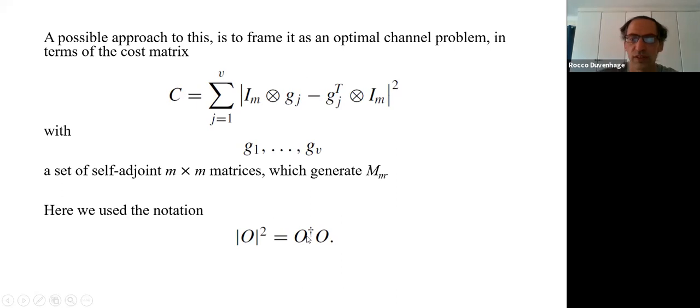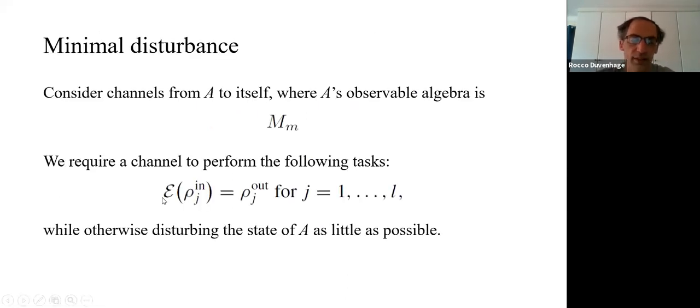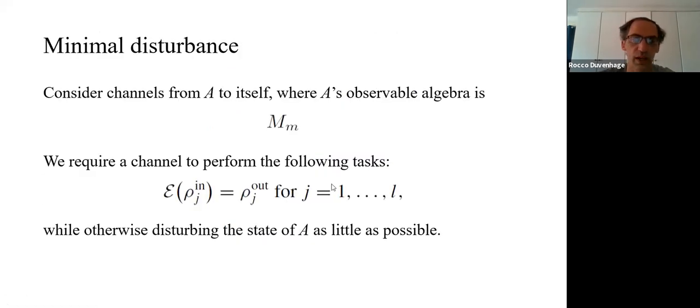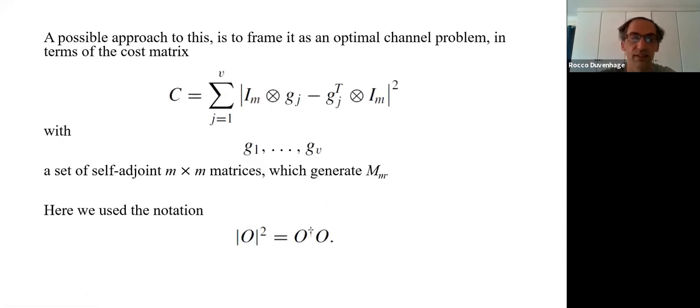This notation, the square here, is just the square of the operator, essentially, or the observable. So the idea would be to find channels performing these tasks while minimizing this cost. And that appears to be a way to frame this problem, disturbing the remaining states of A, so to speak, as little as possible. It appears to be a way to frame that problem as such an optimal channel problem.